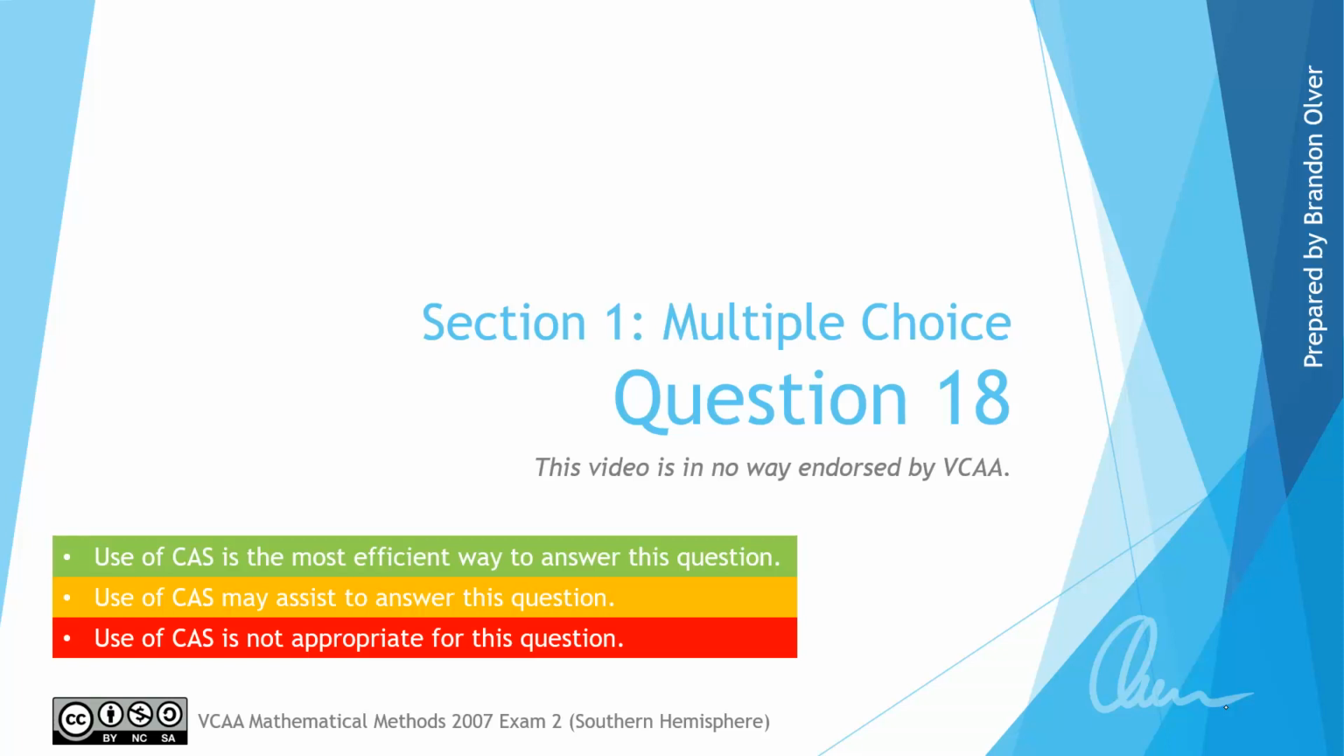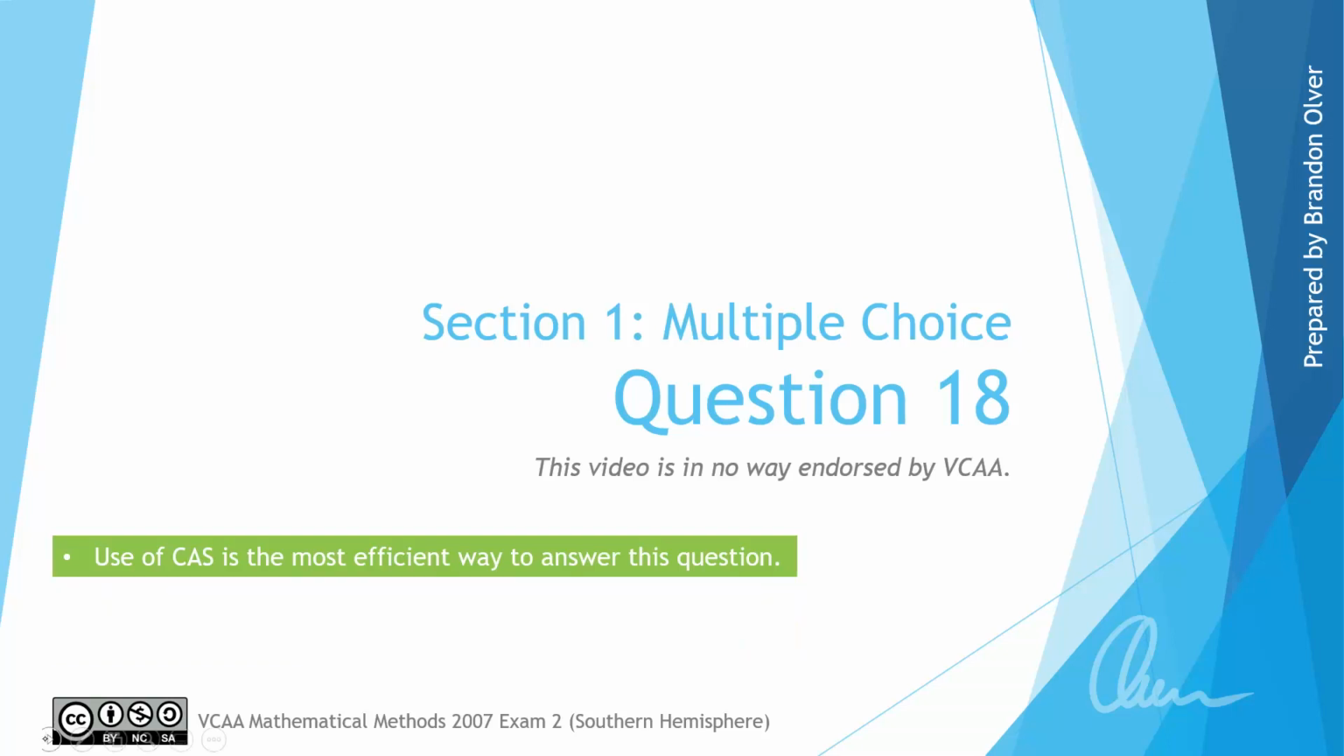Welcome to multiple choice question 18 of the 2007 Mathematical Methods Exam 2. In this video we will be looking at the solution for this question. A reminder that this video is in no way endorsed by VCAA. And now before we move on to the problem, I'd just like to point out that the use of a CAS calculator is the most efficient way in answering this question. In fact, it's the only way that we can answer it.